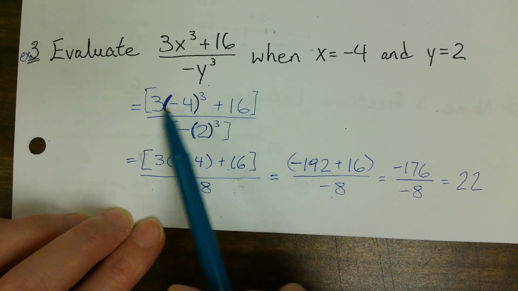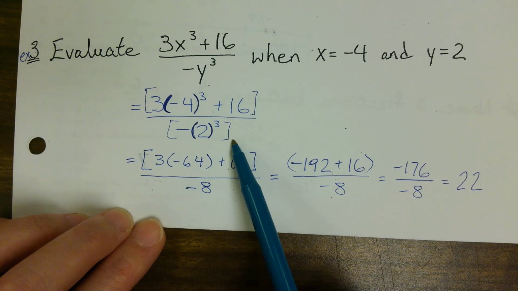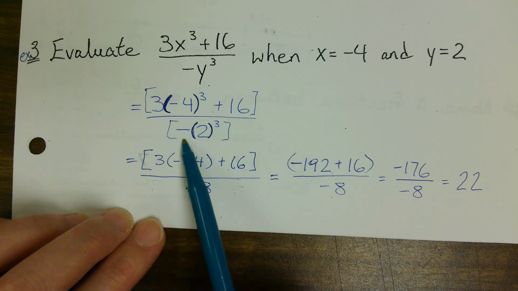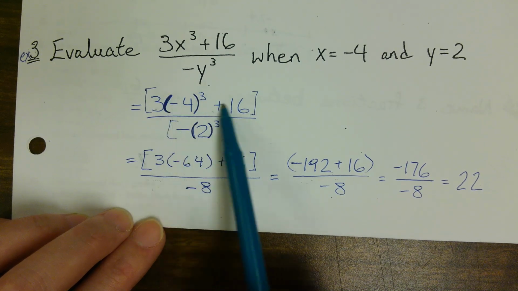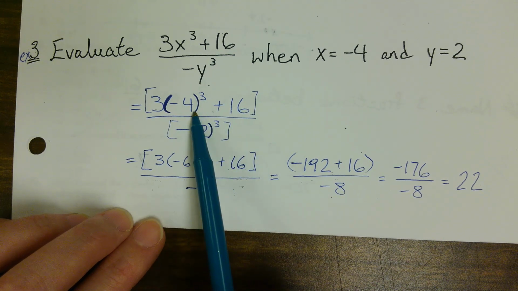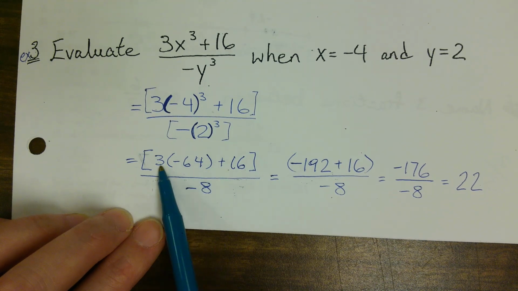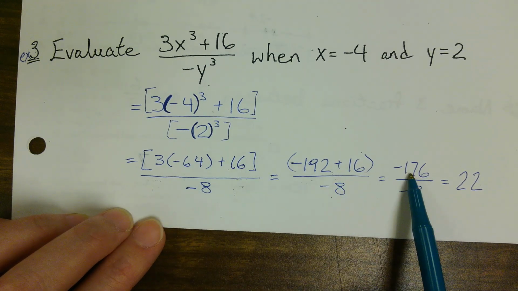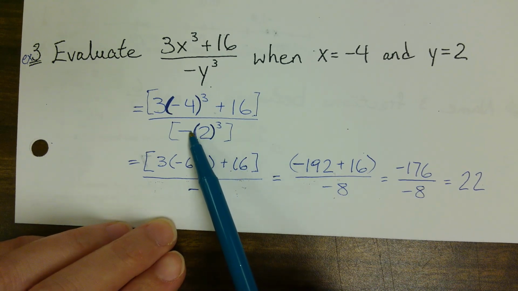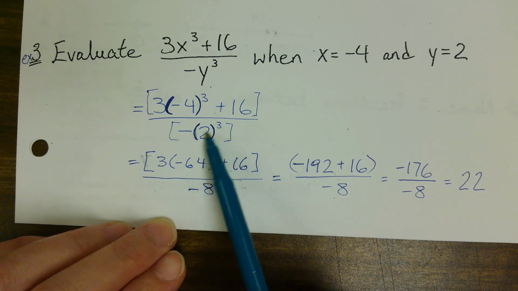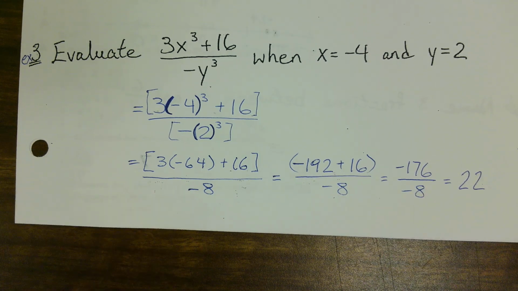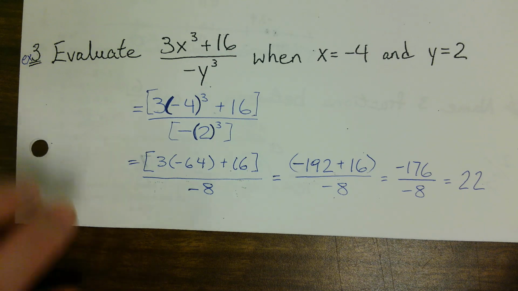So, and when you are presented as a fraction, it's like there is a big bracket around the numerator and a big bracket around the denominator. So we have to deal with all this first in the numerator. The -4 cubed is -4 times -4 times -4, which is -64, times 3, and then plus 16, so you get -176. On the bottom right here, okay, notice the negative is on the outside of this bracket. So it's -2 times 2 times 2, which gives you -8. And so when you divide it, you get the whole number 22 as your answer.